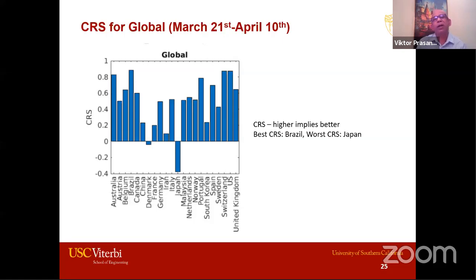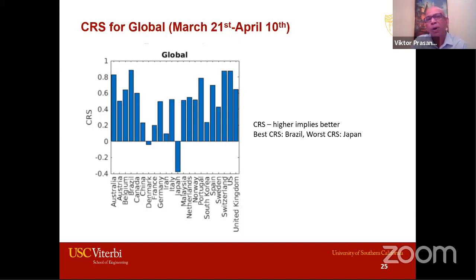showing what the impact is in the different regions. I'm just looking at a particular window from March 21 to April 10th here. A higher CRS implies a better situation at that point, and the highest score in this case is equal to 1. Various countries are shown here, and how they behaved at that point. What is the impact of that?